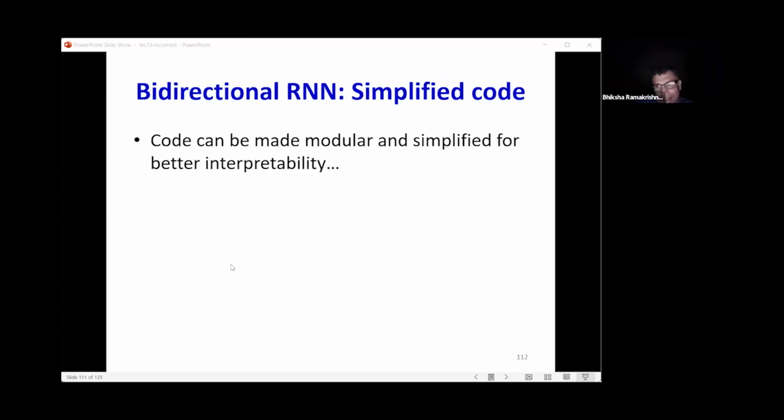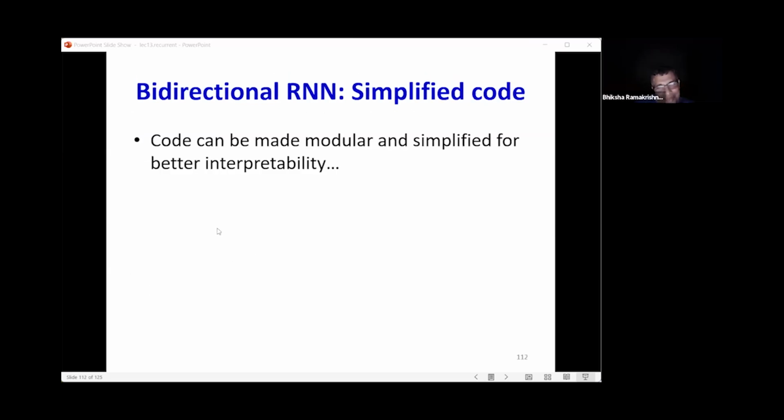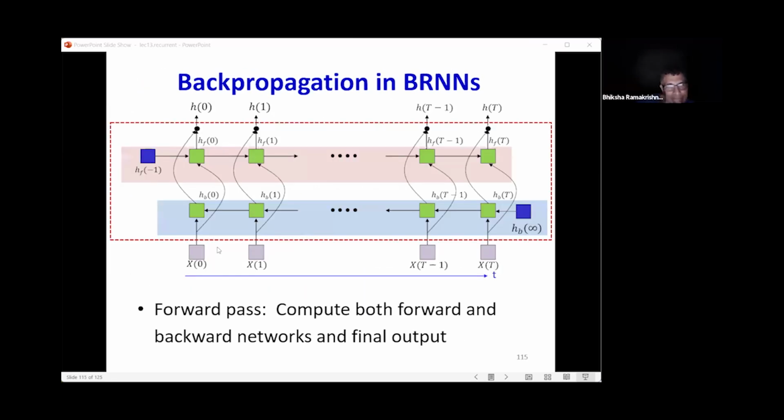So I have some pseudocode for it. I'll skip that, okay? Let's go straight to back propagation.